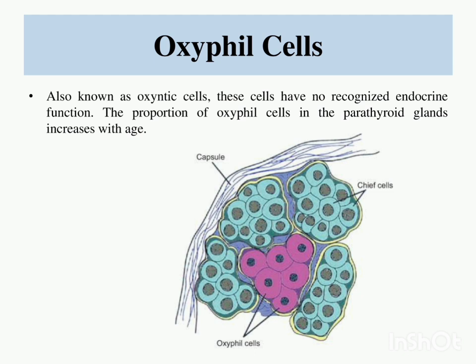Auxophil cells, also known as oxyntic cells, these cells have no recognized endocrine function. The proportion of auxophil cells in the parathyroid glands increases with age.